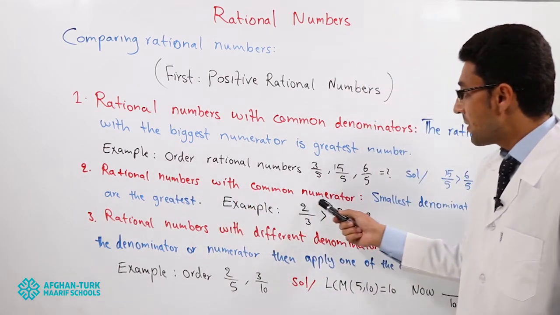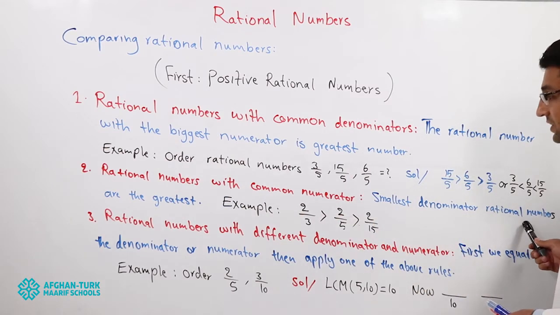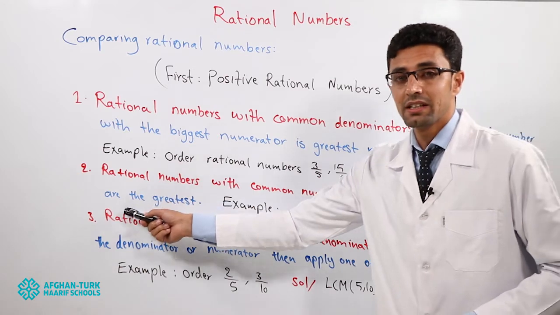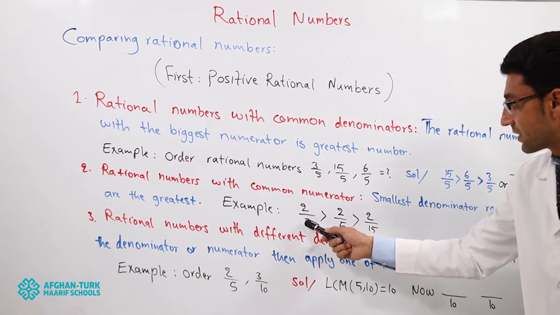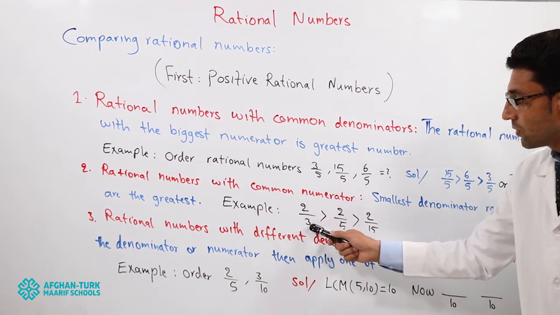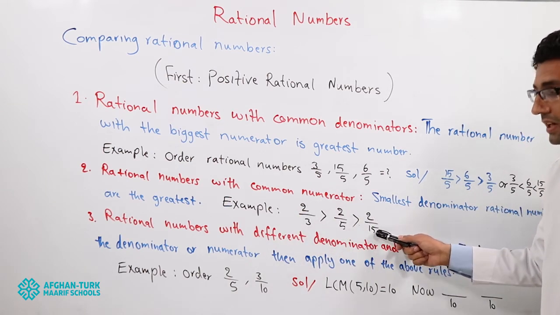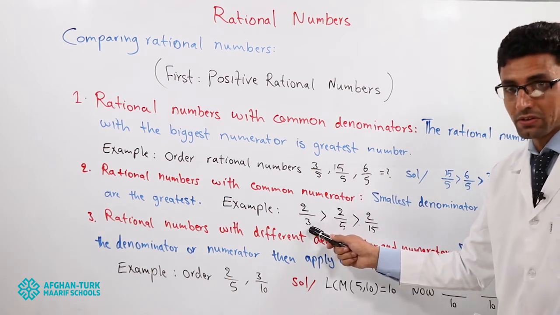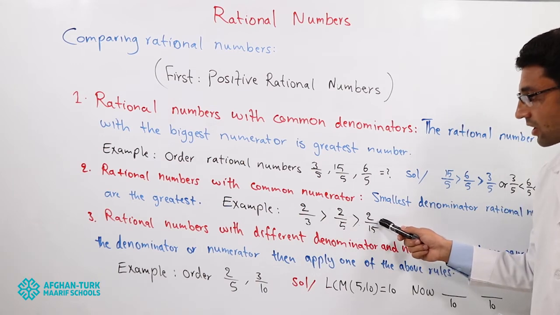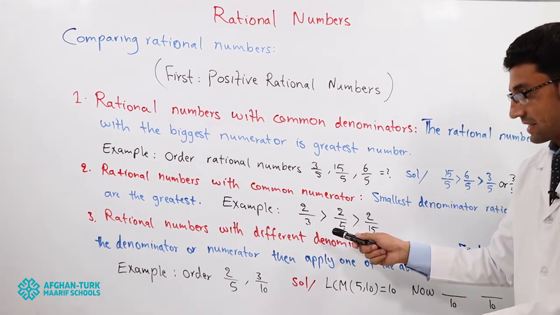Now, with common numerator, the rational number with the smallest denominator is greatest. For example, 2 over 3 is greater than 2 over 5, greater than 2 over 15, because it has the smallest denominator. When numerators are equal, the smallest denominator gives the biggest number.